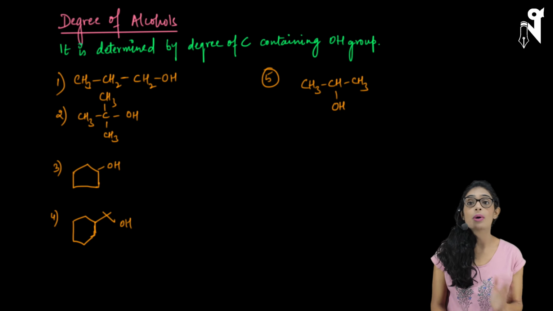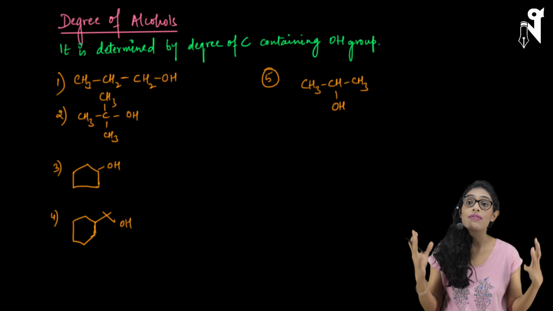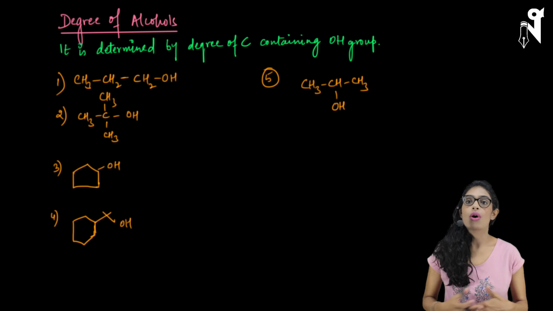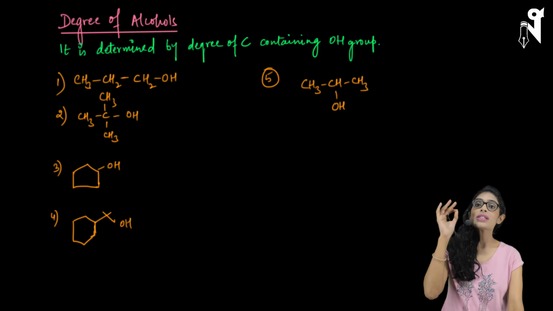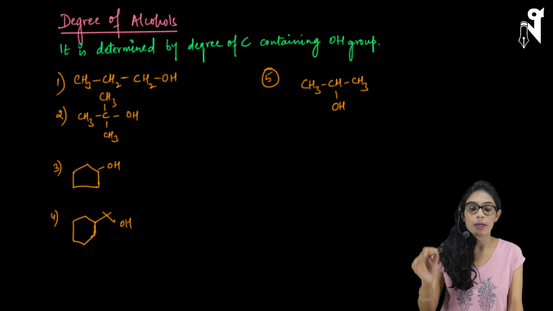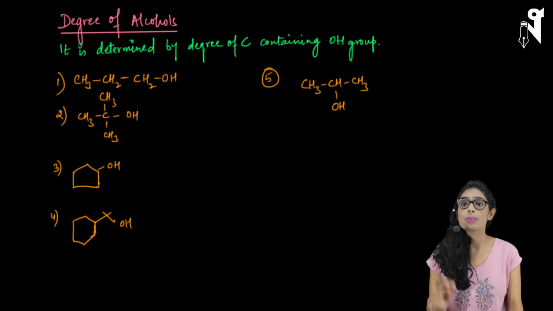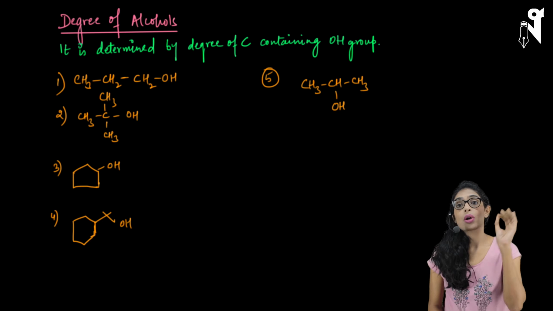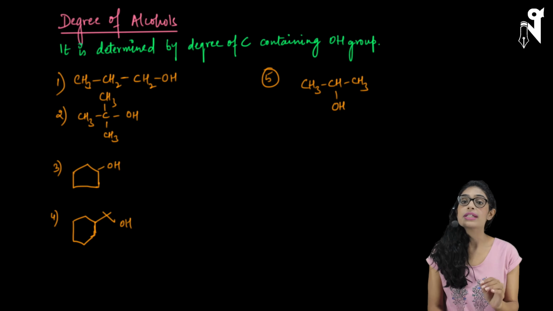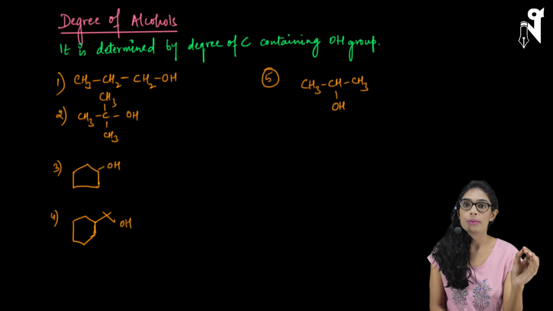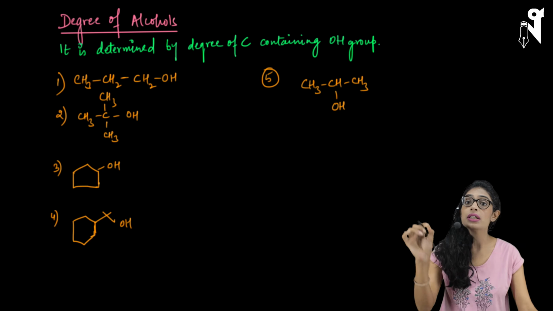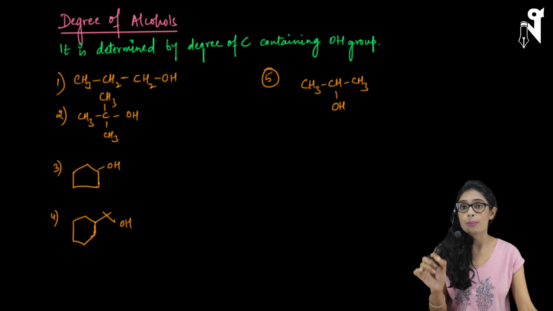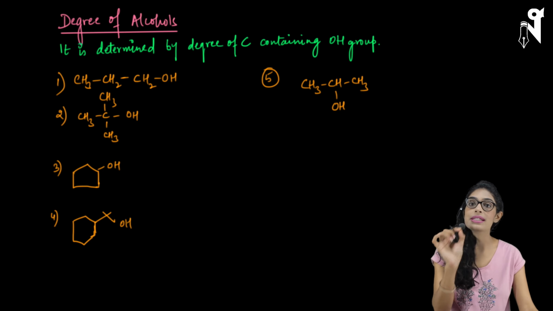So now we will talk about the degree of alcohol, which is very similar to the degree of haloalkanes. In the case of haloalkanes, what was the deciding factor of the degree? On which carbon your halogen group is present would decide whether your halogen is primary, secondary, or tertiary. Exactly the same way, on which type of carbon your alcohol group is present will decide whether the alcohol is primary, secondary, or tertiary.